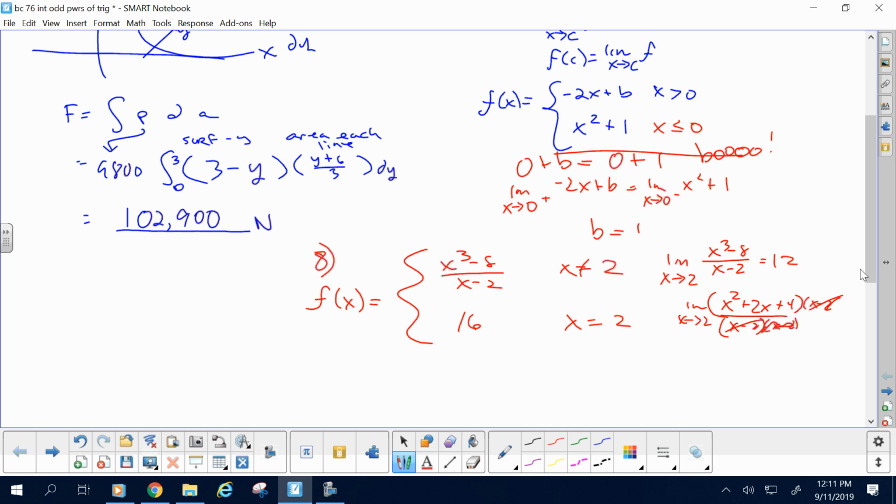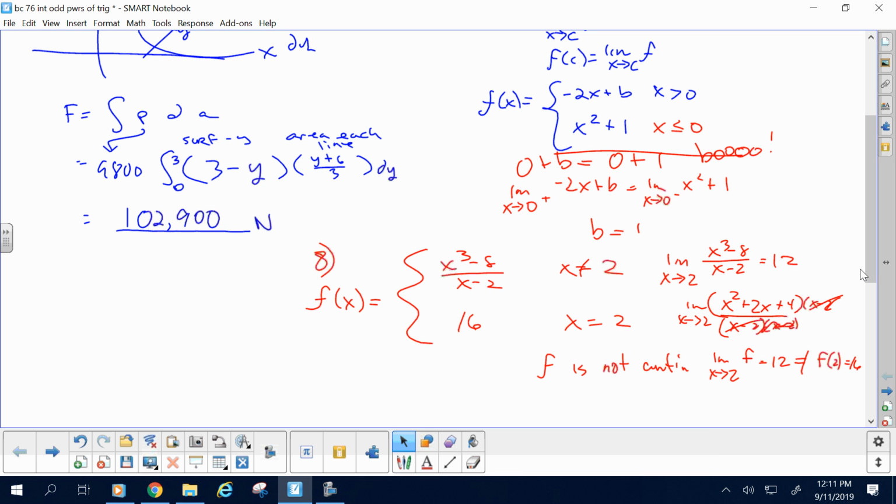No. So we conclude f is not continuous because the limit as x goes to 2 of the function is 12, and that's not equal to f at 2, which is 16. Somewhere in there tell me why you say it's not continuous, and it's because the limit and the point. Are you with me? Yeah.